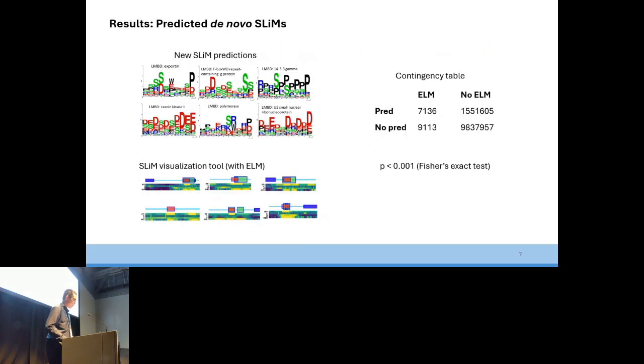Some of the results: very surprisingly, if we look at the contingency table on the right, we capture almost half of the experimentally validated motifs in the ELM database. So that's a big improvement, actually. Almost half of the experimental data are captured using our algorithm.